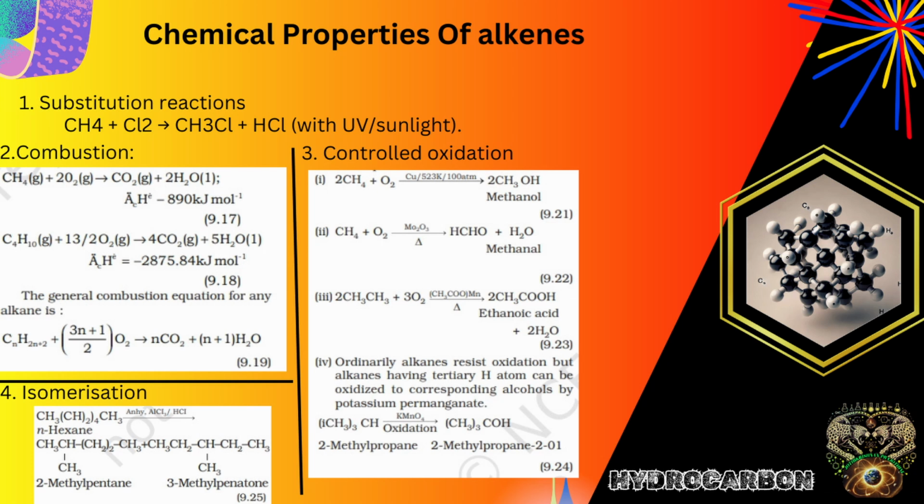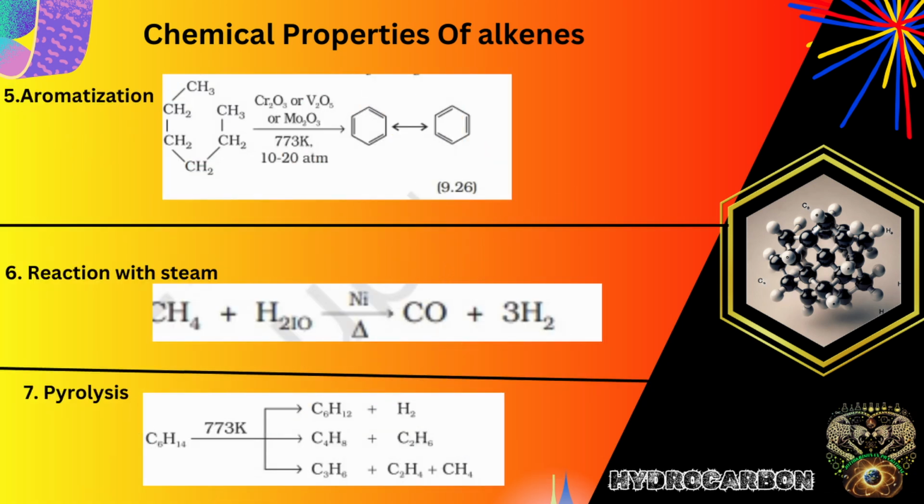Alkanes burn completely in oxygen to produce carbon dioxide, water and energy. Limited oxygen leads to carbon black. Alkanes oxidize to alcohols, aldehydes or acids under specific catalysts. For example, tertiary alkanes oxidize to alcohols with KMnO4. Linear alkanes form branched alkanes with AlCl3, while long chain alkanes form aromatic compounds like benzene under heat and pressure. Alkanes break into smaller hydrocarbons during pyrolysis, useful in petroleum refining. In steam reforming, methane reacts with steam to form hydrogen and carbon monoxide.